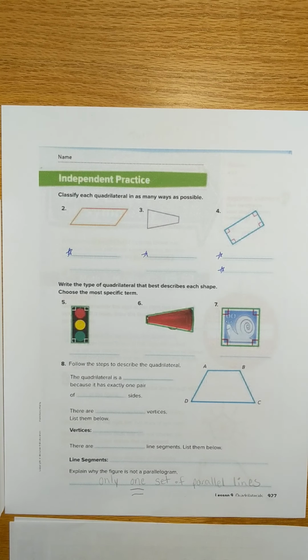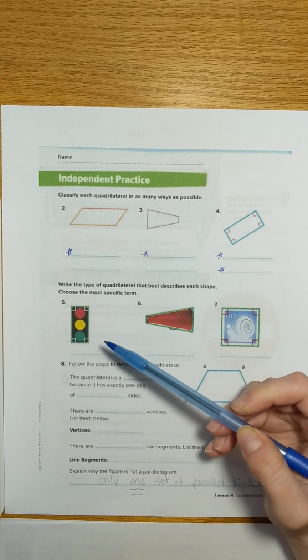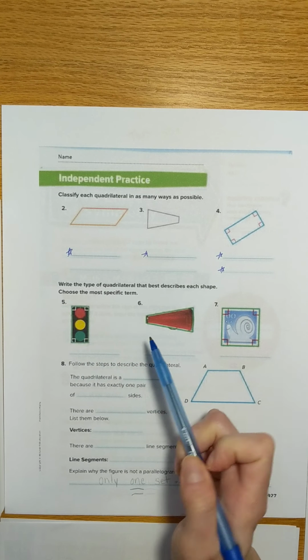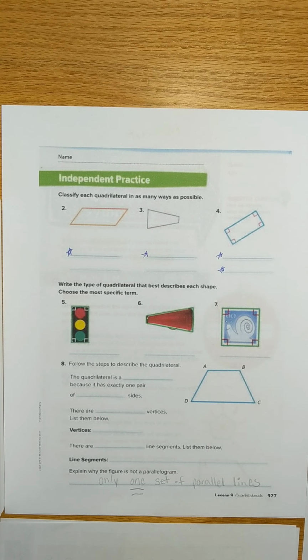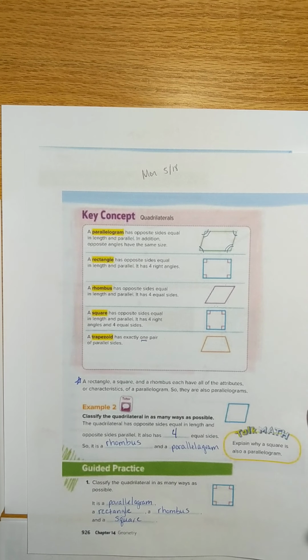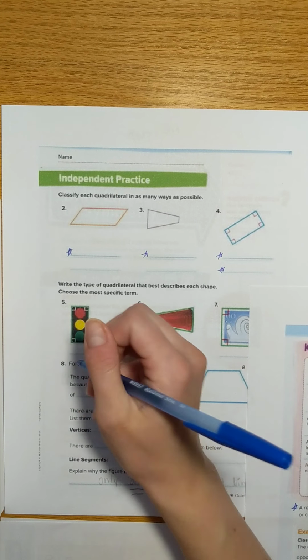It says for 5, 6, and 7, we're going to write the type of quadrilateral that best describes each shape, and then we're going to choose the most specific term. Okay, so again, using our key concepts chart, looking at number 5, it's showing 2 parallel sides, another set of parallel sides, and it's also showing, if you look closely, 4 right angles. So what does that fall under? Well, if you're looking at your key concept chart, it falls under rectangle.